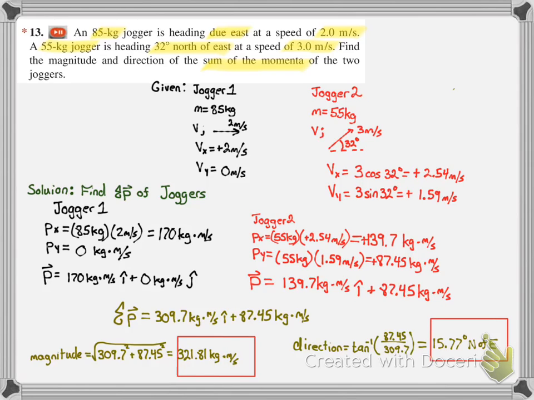The net momentum of the two joggers is 321, and the direction is about 16 degrees north of east. And that finishes the first video with your introduction to momentum.